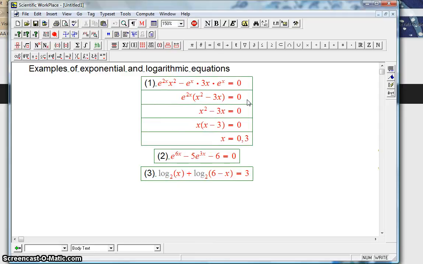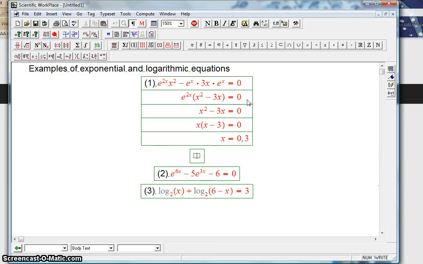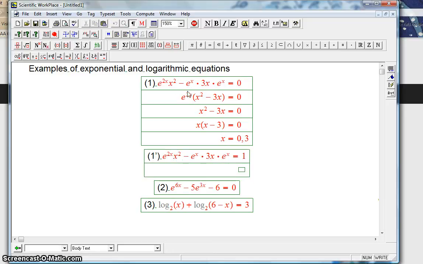Boom. Now, a variation on that, let's call it 1 prime. Let's suppose it was this whole thing, and it was not equal to 0. It was equal to 1. Well, then you could still factor it. But then now this is equal to 1.